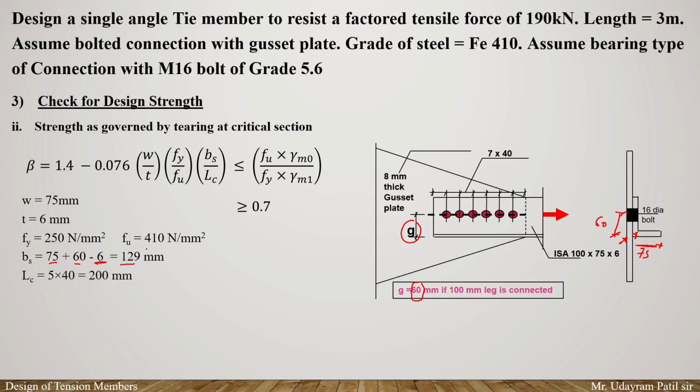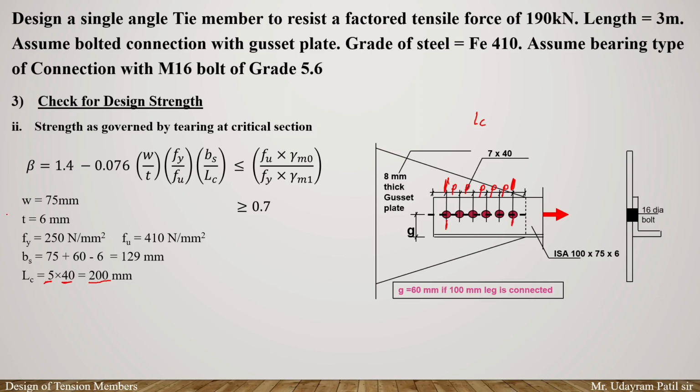Next is your Lc, that is the length of the connection. Now the length of the connection will be the distance between the first bolt and the last bolt. This particular distance will be equal to the length of the connection. Here, this is one p, this is your second p, this is your third p, this is your fourth p and this is your fifth p. In total, there are 5 p distances. Therefore it will be equal to 5 multiplied by the p distance, which is 40 mm. So 5 multiplied by 40 is equal to 200 mm. So here the length of the connection will be equal to 200 mm. The distance between the first and last bolt is known as the length of the connection.